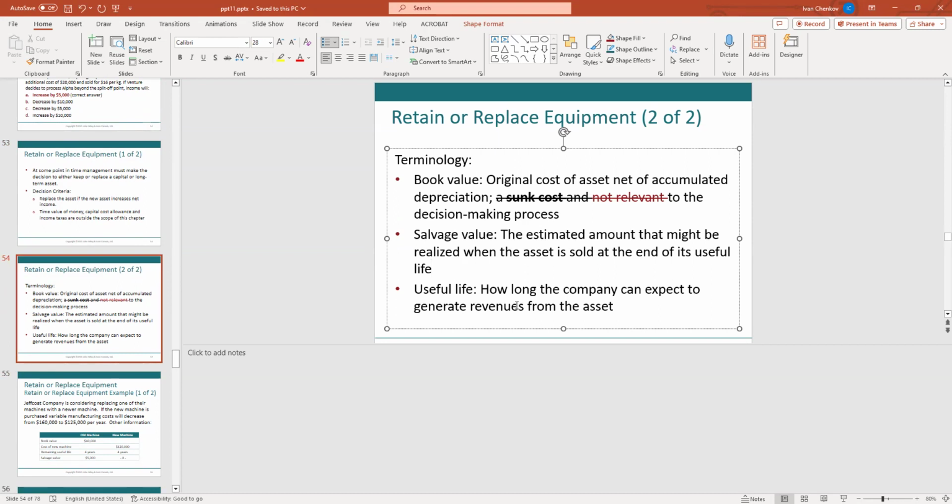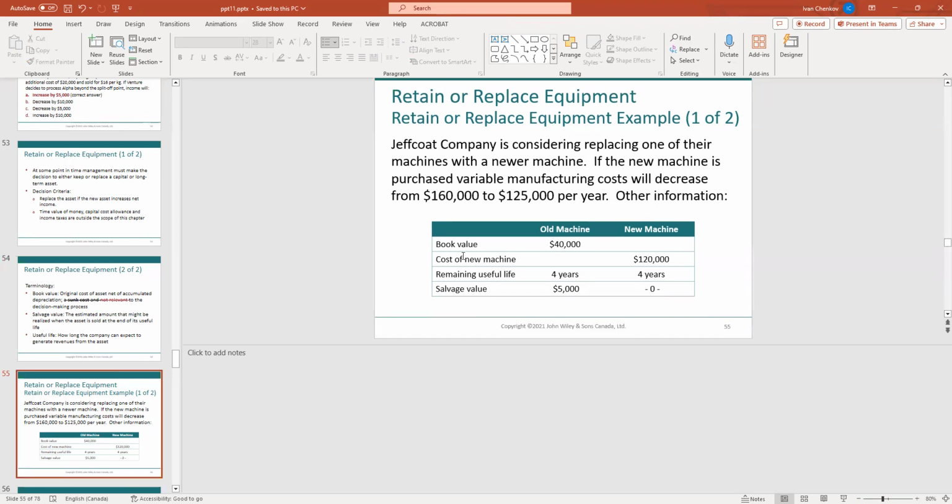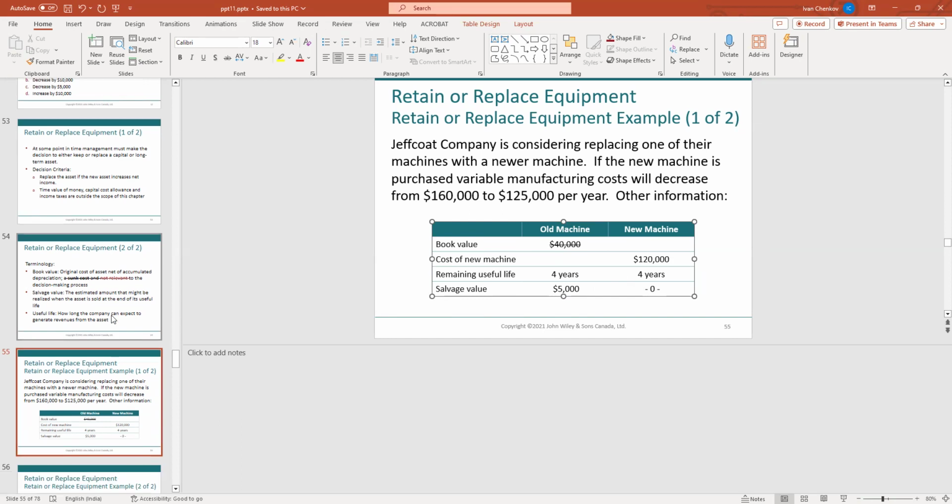Useful life, how long the company can expect to generate revenue from the asset, is another thing we have to keep in mind. So the question here was this company is considering replacing one of their machines with a newer machine. If the new machine is purchased, there will be a reduction in the manufacturing cost from 160 to 125 per year. Other information, including the book value of the old machine, is $40,000, which we said is irrelevant, so we can easily ignore it. Cost of the new machine, however, is relevant. Remaining useful life of the old machine and the new machine is exactly the same. Salvage value of the old machine will be a relevant cost.